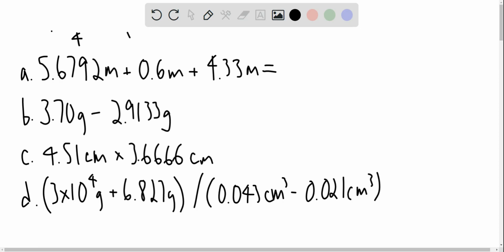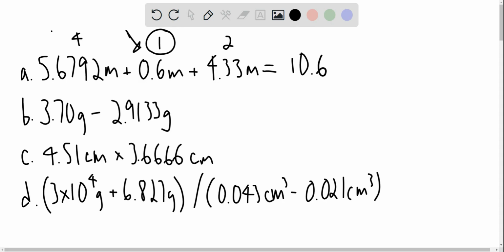Here we have 4 numbers after the decimal point, right? And then here 1 number after the decimal point, and then here 2 numbers after the decimal point, right? So you're going to want to take the one with the least. So we're going to round it to the 10th place, to 1 number after the decimal point. Okay. So 5.6792, let's just put in our calculator, plus 0.6 plus 4.33. You should get 10.6092, but you're going to round it to the 10th place because that is the least one that we have right here, right? So it'll be 10.6.